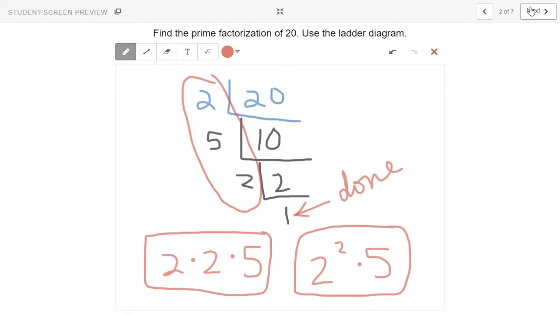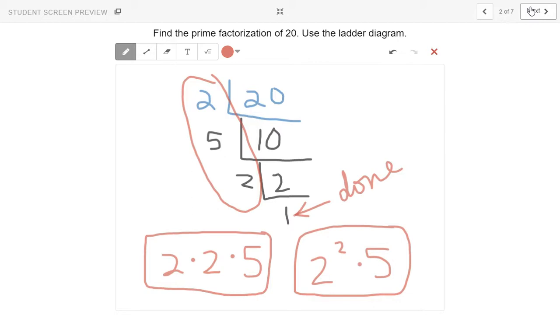Find the prime factorization of 20, use a ladder diagram. So I wrote 20. What prime factor can we pull out? You can't do a 4 because that's composite, but 20 divided by 2 makes 10. And then 10 could be divided by 2 or 5, but I chose 5 this time. So 10 divided by 5 is 2.